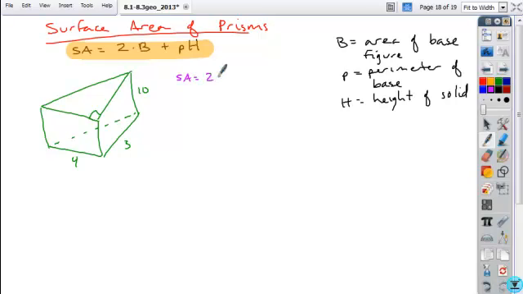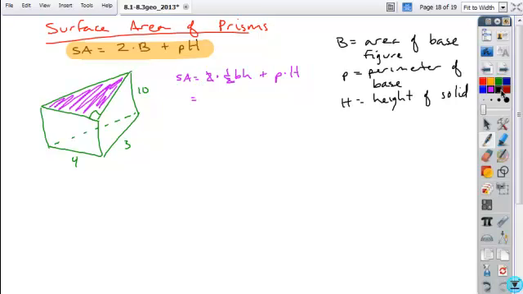Surface area is equal to 2 times the measure of the base. Well, what is the shape of the base in this solid? The base is a triangle, so we're going to use the formula 1/2 base times height, plus the perimeter of that triangle times the height of the whole solid. So what we wind up with is this specific equation: 1/2 base times height of the base plus the perimeter times height of the solid. And so it's just a matter of finding those pieces.